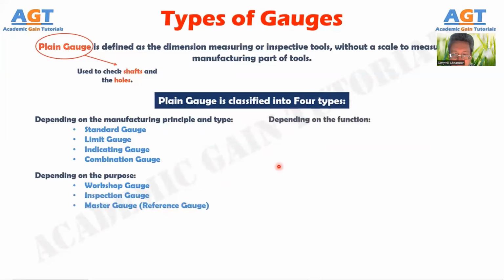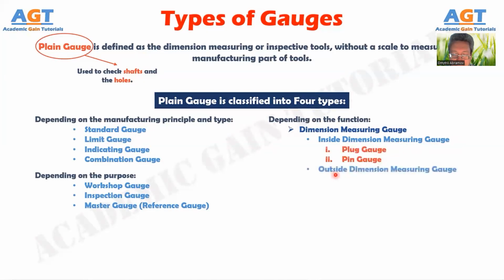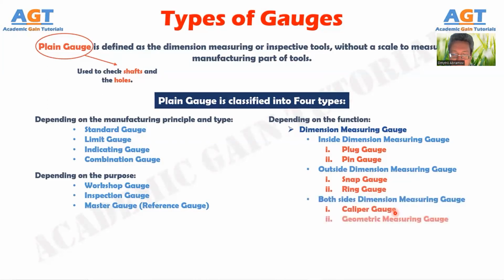Depending on the function, there are dimension measuring plain gauges, which include the inside dimension measuring gauge, including plug gauge and pin gauge, the outside dimension measuring gauge, including snap gauge and ring gauge, and both sides dimension measuring gauge, including caliper gauge, geometric measuring gauge, gauges for concentricity, gauge of taper, and gauge of profile.